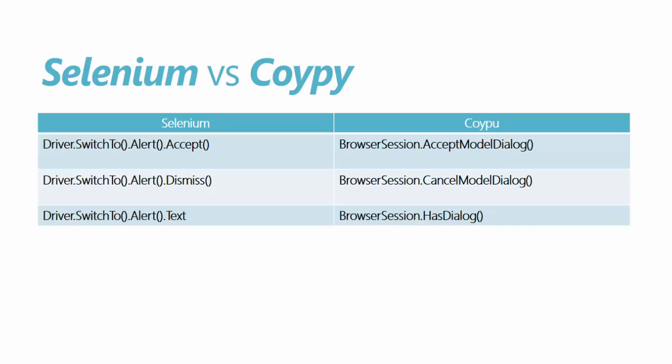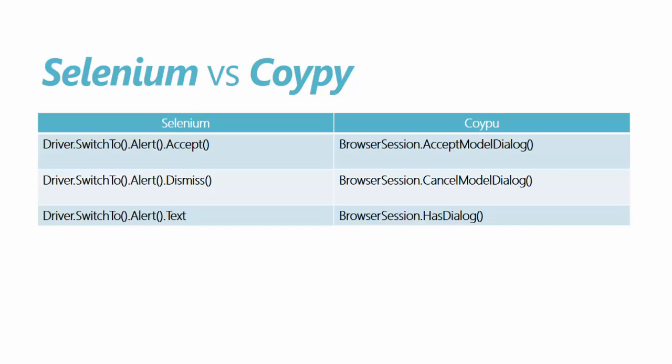Whereas in Coypu, as we already know, it's a DSL, where you can accept the dialog box by just accessing a method called accept modal dialog. So you can see there is no driver.switchTo.alert.accept. So there are three methods involved in that. Whereas in Coypu, you don't have to call so many methods. Rather, there is just only one method called accept modal dialog.